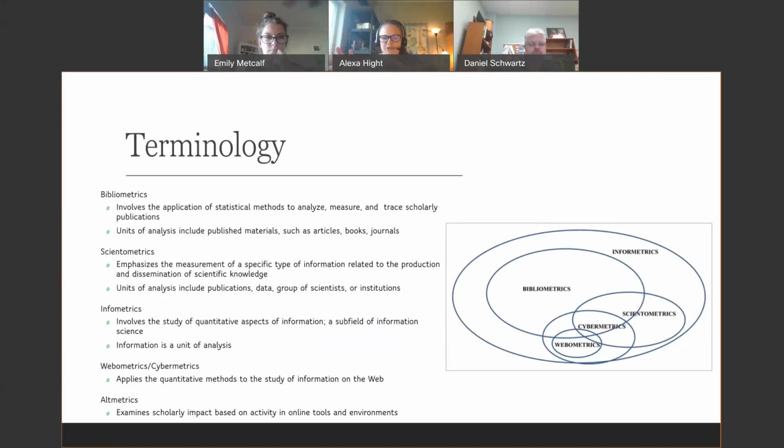But there are different measurements, different things that we measure. Bibliometrics is looking at published materials, such as articles, books, and journals, whereas scientometrics can look at more than just publications, such as data sets, groups of scientists or institutions. Informetrics encompasses all of that. And within that, we have webometrics or cybermetrics, which is analyzing information that's on the web.